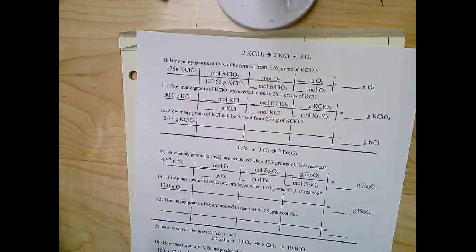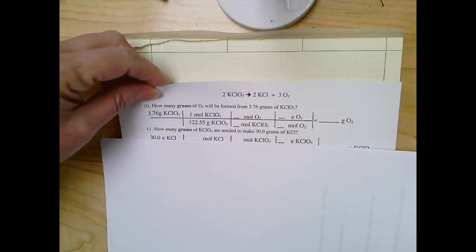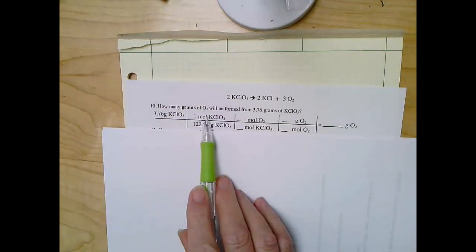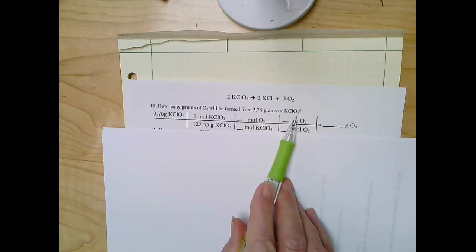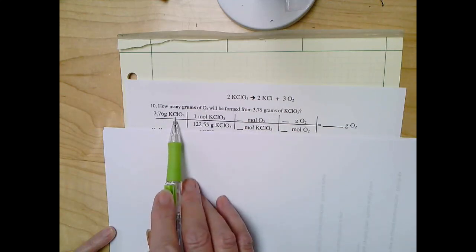Okay. So let's look at some more problems, and these are a little more difficult because they will have a few more spots we have to fill in. And so here's an example. Again, we have the balanced chemical equation. It says how many grams of O2 will be formed when 3.75 grams of KClO3 are used. So we always start with what we're given, and it goes here.